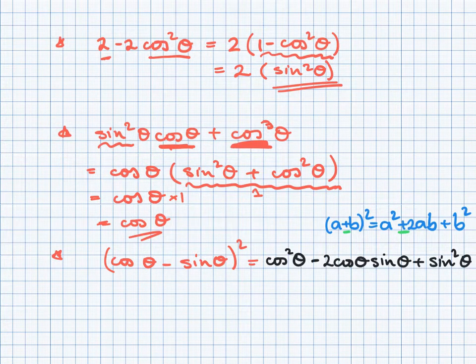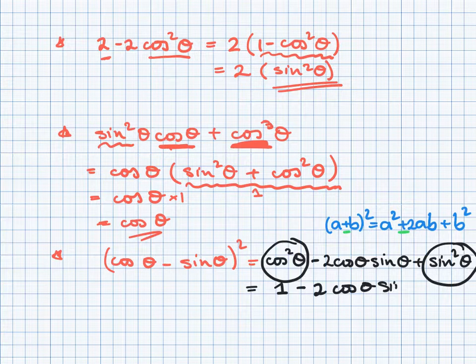Now what we can do here is combine, or put next to each other, cos to the power of 2 theta and sine to the power of 2 theta. Together, that's going to be 1. So this can be replaced by 1, take away 2 cos theta sine theta. And voila, that would be our answer for this question.